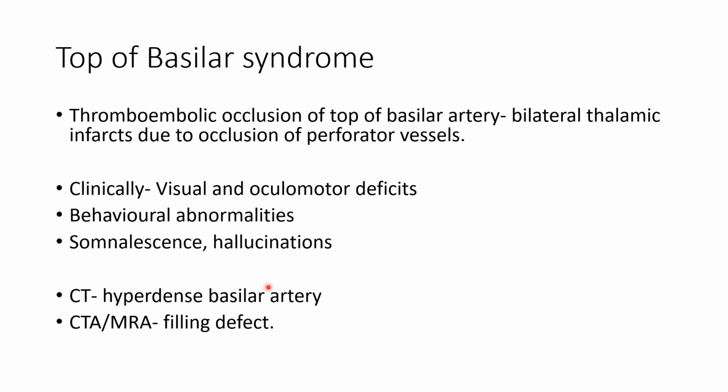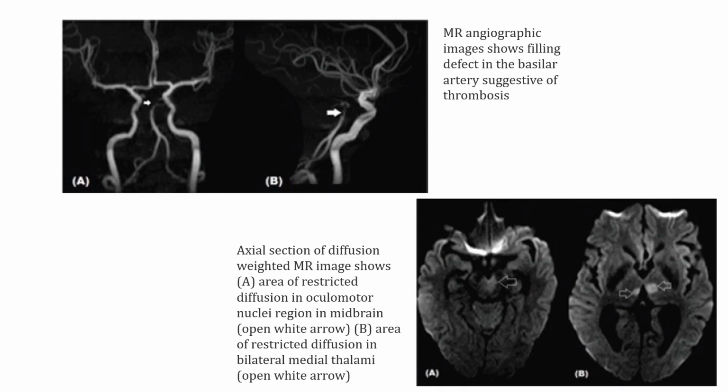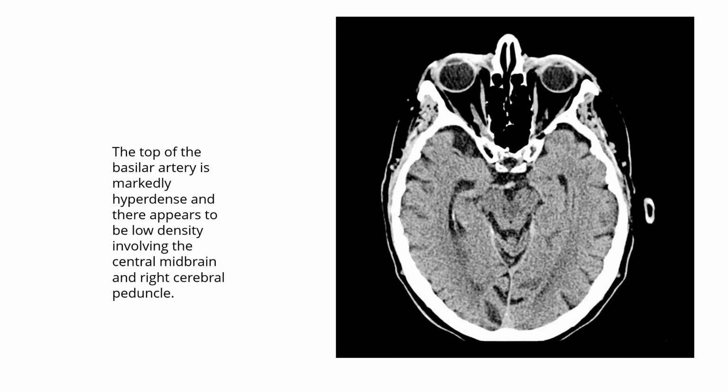CT will show hyperdense basilar artery. CT angiography and MR angiography may show filling defect. At the superior part of the basilar artery, there will be filling defect seen. This is the MR angiography picture, and the axial sections of diffusion weighted imaging show diffusion restriction in bilateral thalamic regions and the midbrain areas. The top of basilar artery infarction showing hyperdensities.